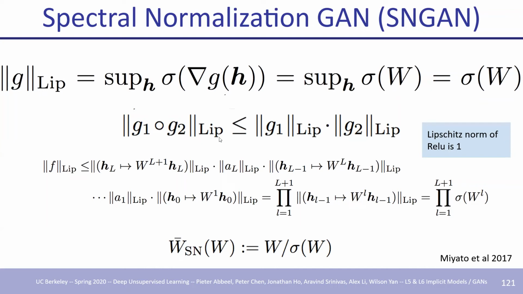Okay, and then another property of the Lipschitz inequality, or Lipschitz functions, is that if you have G1 composed with G2, its value must be less than or equal to the multiplication of these two separated out. So if you have one layer going to the other, then the Lipschitz of the first layer and the second layer is bounded by the individual Lipschitz metric of these.